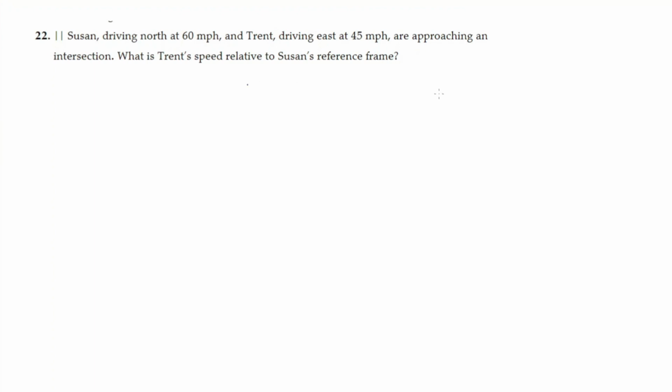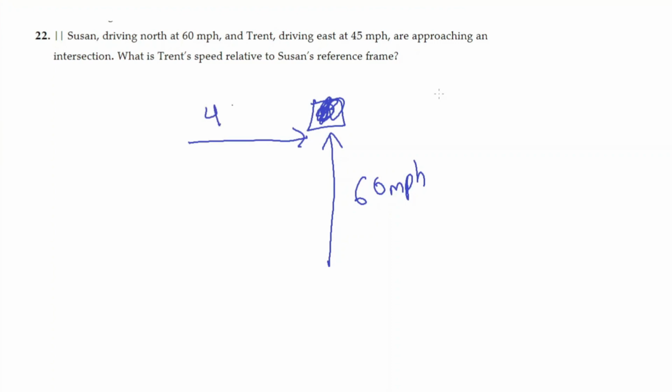Alright, so let's take a look at the question now. Let's draw some vectors here. Suzanne and Trent are approaching an intersection. Let's say the intersection is right here. Suzanne is driving 60 miles per hour north, and then Trent is driving 45 miles per hour east as they're approaching the intersection. So in terms of Suzanne's reference frame, this is going to be how fast Trent is moving in terms of Suzanne's reference frame.